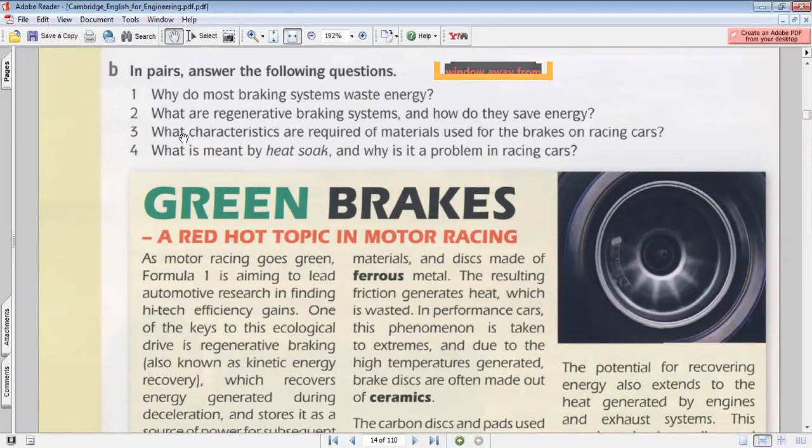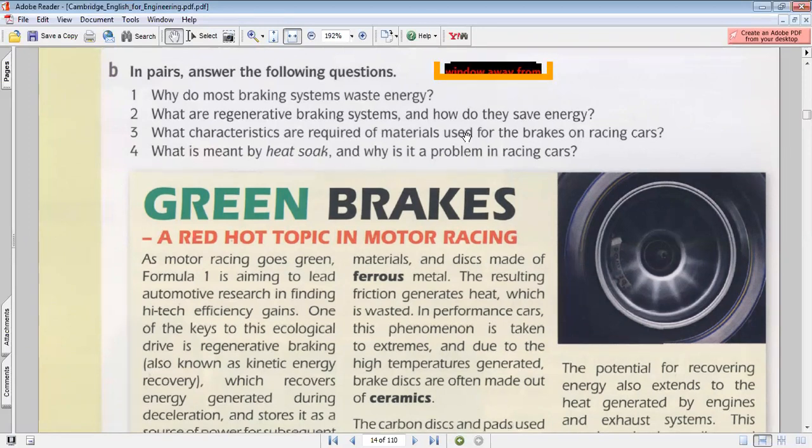Let's see number three. What characteristics, what qualities are required of materials used for the brakes on a racing car? On a racing car, we have to avoid the traditional ones.